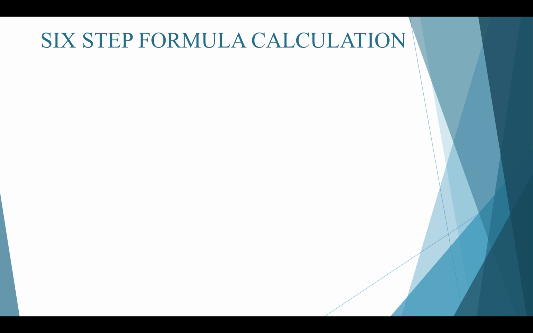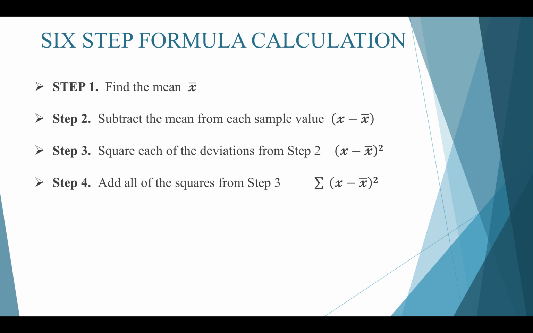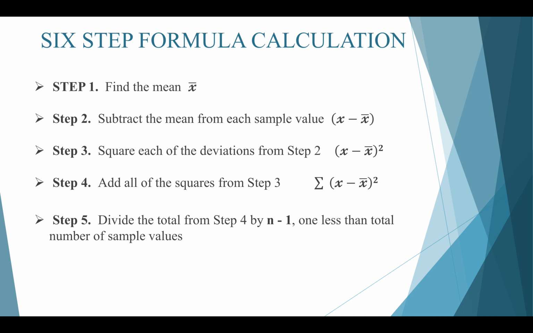We have a 6-step formula calculation we will be working with for our problem. Step 1, we will find the mean. Step 2, we'll subtract the mean from each sample value. For the problem we'll be working with, we'll have 4 sample values. Step 3 is square each of the deviations from step 2. Step 4, add all of the squares from step 3. Step 5 is divide the total from step 4 by n, your number of data values, minus 1.